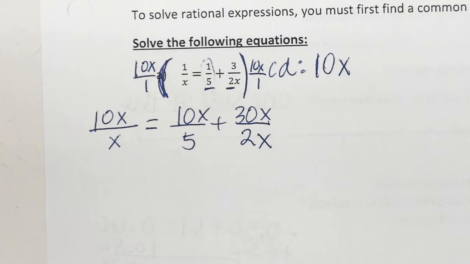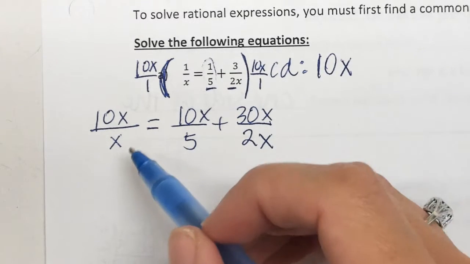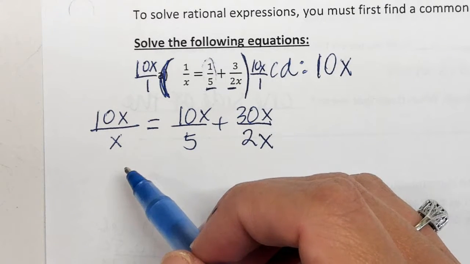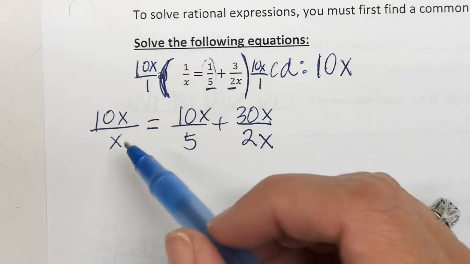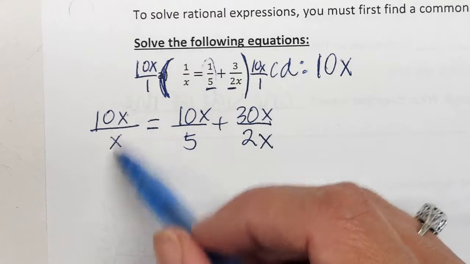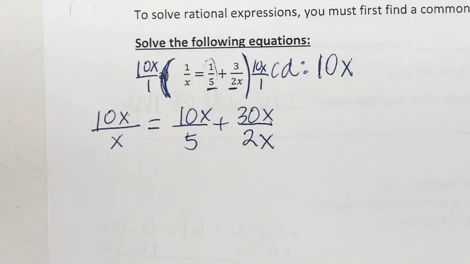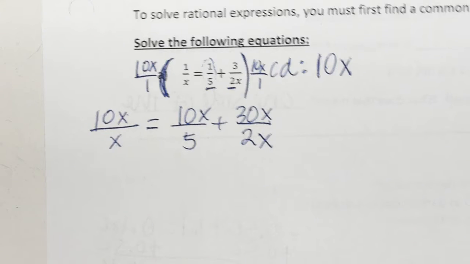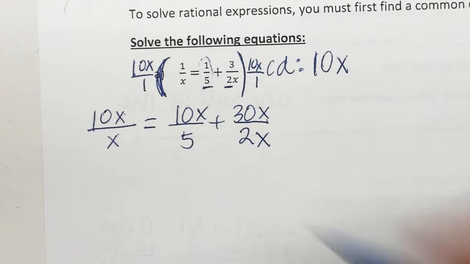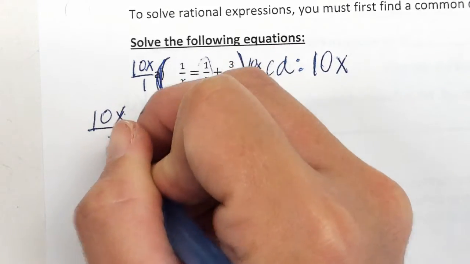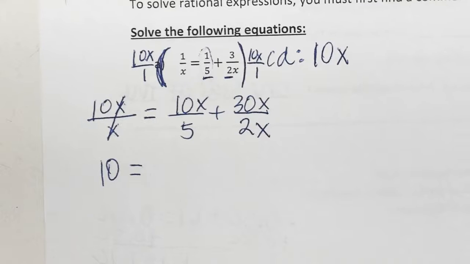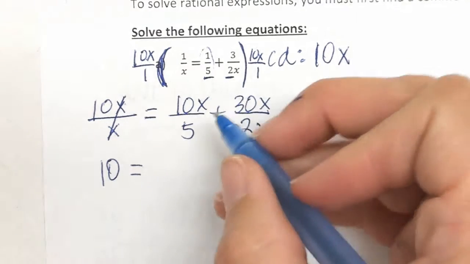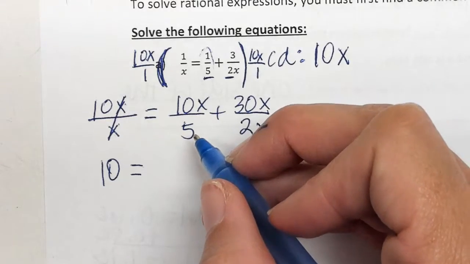Yeah. Alright, so what happens when we have 10x over x? You can simplify it to what? 10. Good. Because x divided by x, anything divided by itself is what? 1. Right? Just like 2 divided by 2 is what? 1. So x divided by x, 1. So that crosses out and we'll just have 10.